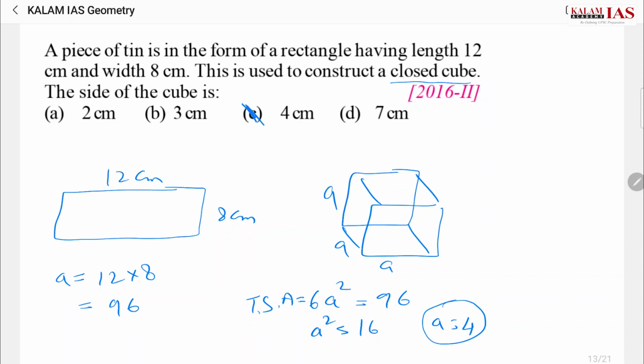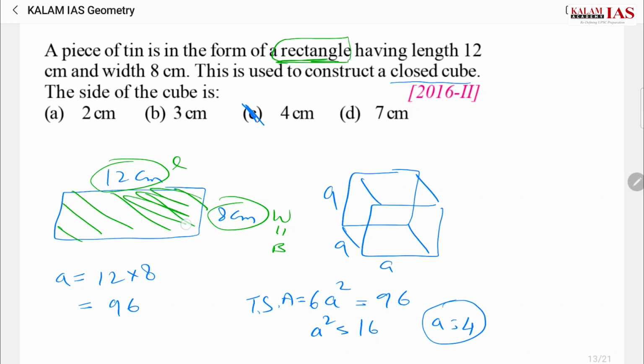I'll just repeat this. It is given a piece of tin is in the form of a rectangle. Now it is a rectangle of 12 centimeter length and 8 centimeter width. Width and breadth is one and the same thing. Now the area of this sheet, that means this cross section area basically, equals length into width, which is 12 into 8 equals 96 centimeter square.